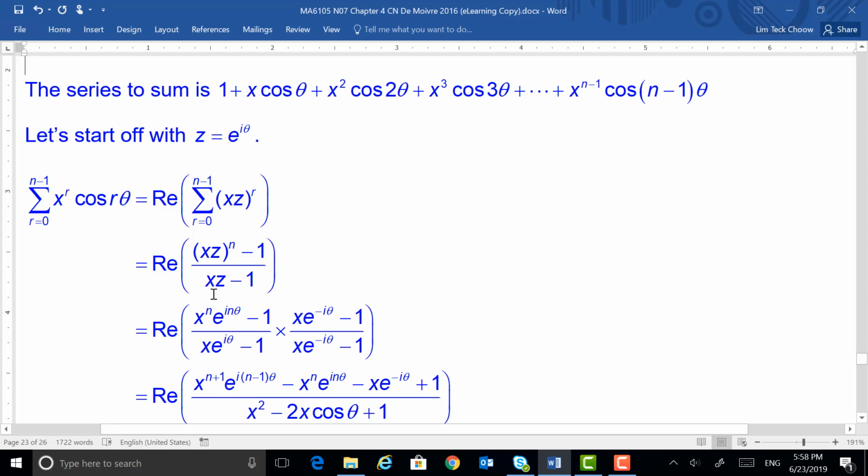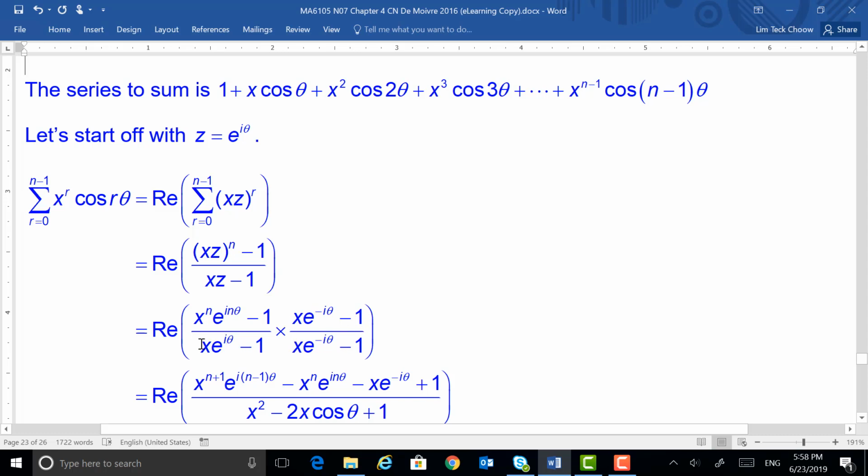So our job right now is to try to extract the real part of this expression, and to do so, we reintroduce back the z as e^{iθ}, and raise the power of n, you get e^{inθ}. z here is e^{iθ}. So in order to extract the real part of this expression, we have to multiply by the conjugate of the denominator, both to the bottom as well as the top.